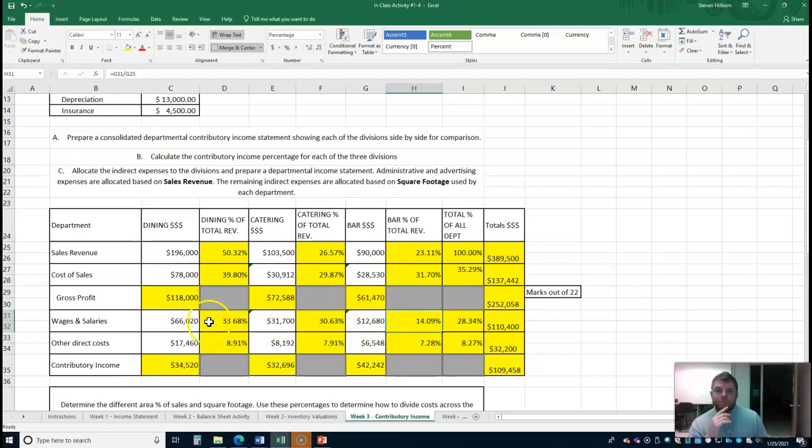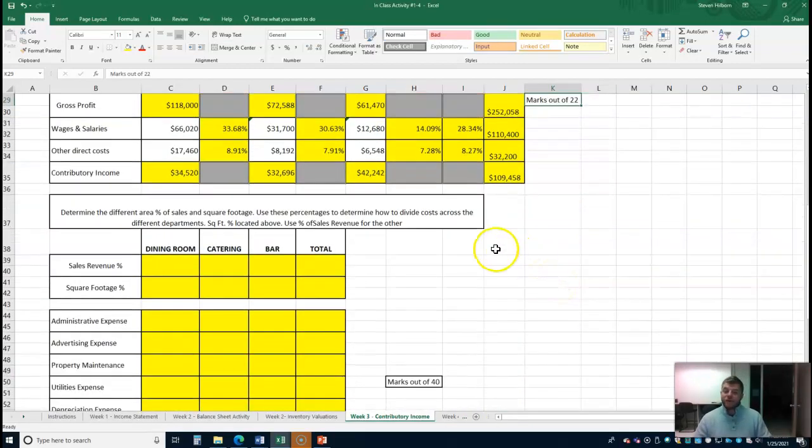And same with the dining room. So they work together as well as they are separate. So that would give you our 22 marks just by doing those different calculations. Then what you would have to do is determine the different areas of sales and square footage. It says use these percentages to determine how to divide costs across different departments.